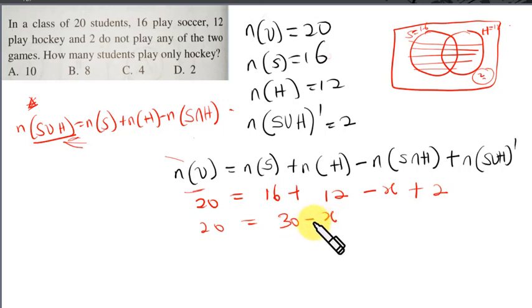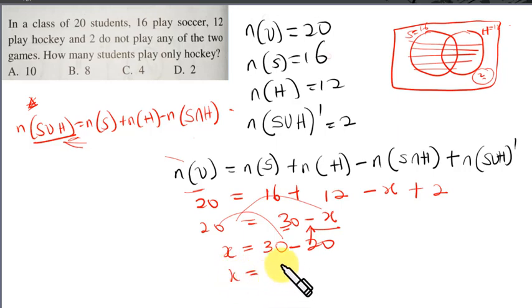As I said, I don't want the negative, so I will send it to the left hand side. I will have the X here. The sign will change when it crosses the equal sign to positive. I have 30 here already, so I write it. I bring the 20 here, I have negative 20. So when I subtract 20 from 30, I get 10. So there was no need for drawing and using the Venn diagram.